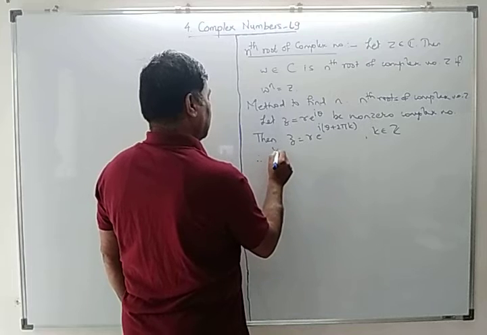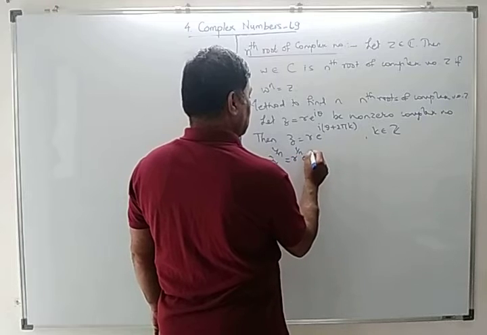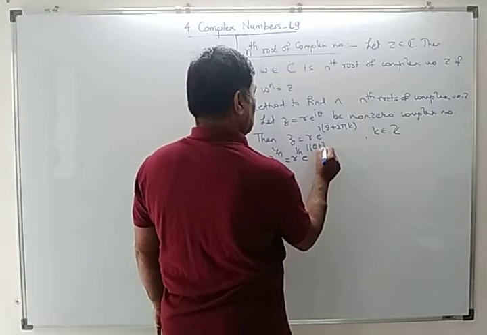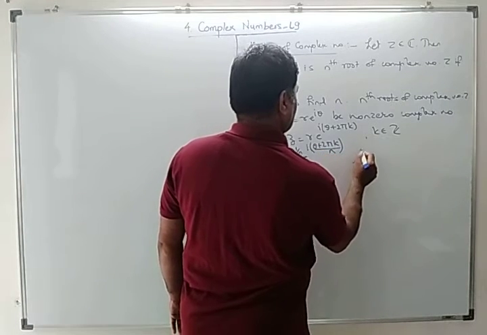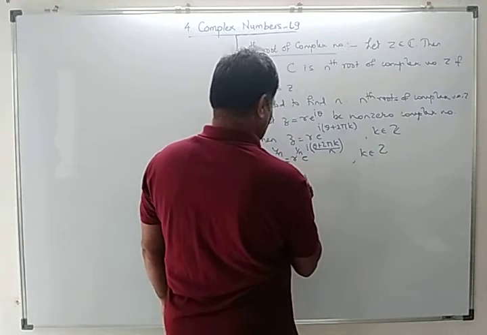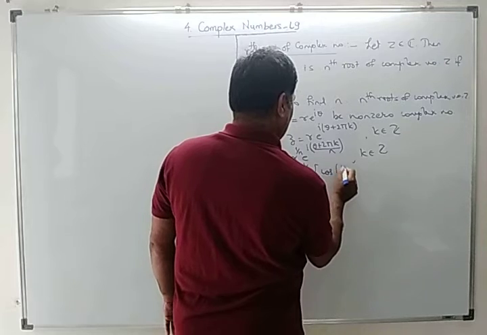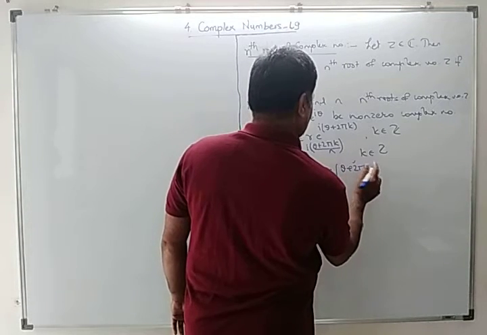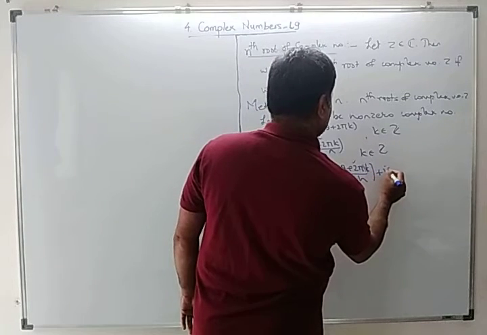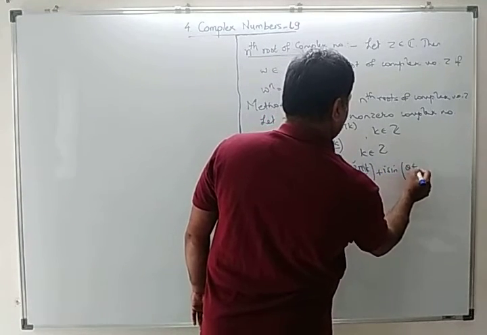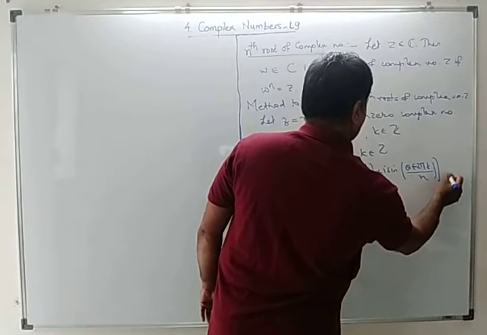Therefore, z raised to 1 by n is equal to r raised to 1 by n into e raised to i times theta plus 2 pi k upon n, k belongs to Z, which is equal to r raised to 1 by n into cos of theta plus 2 pi k upon n plus i times sin of theta plus 2 pi k upon n, k belongs to Z.